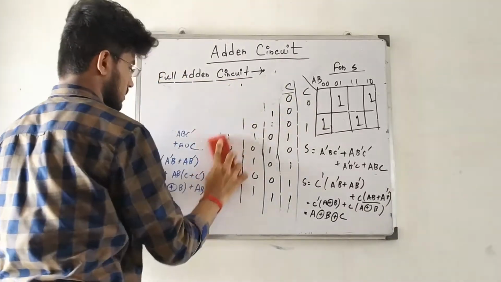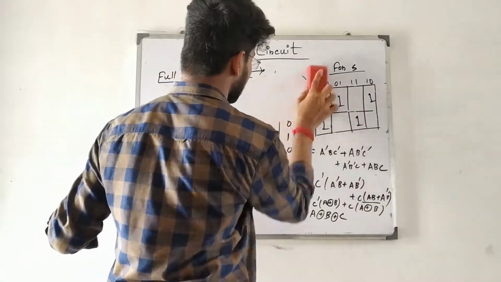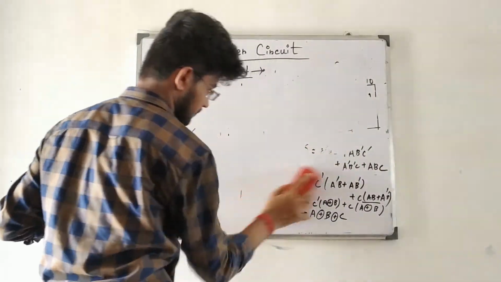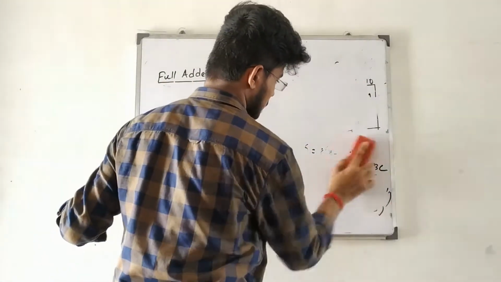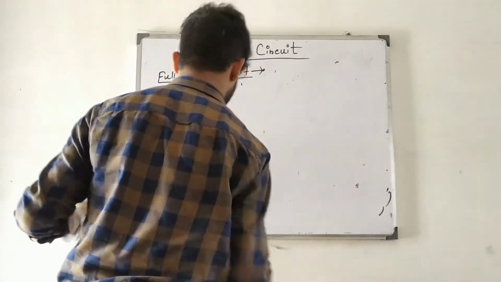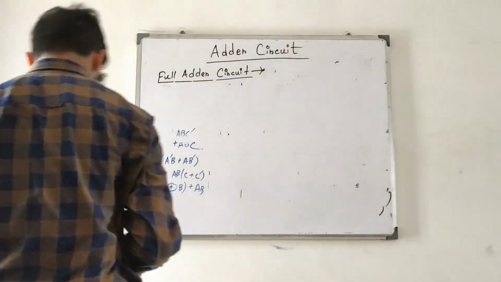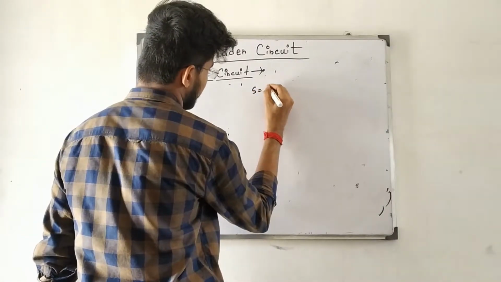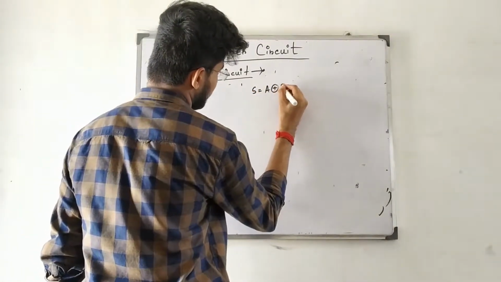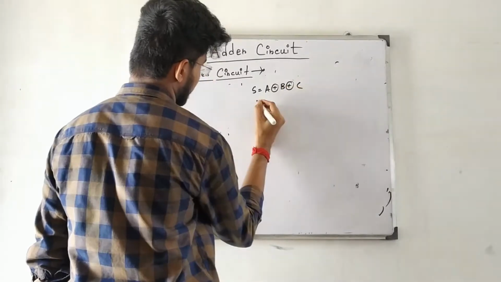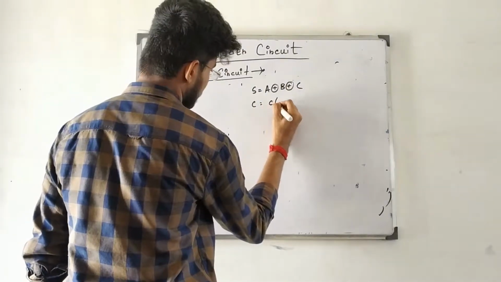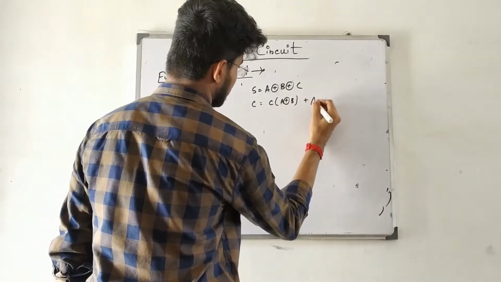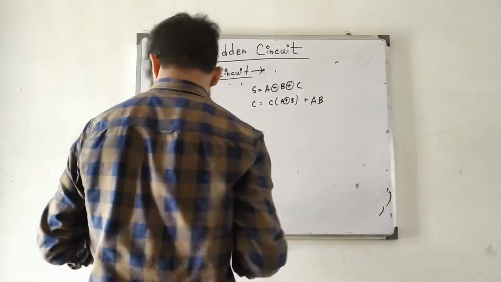Now we will see how the full adder circuit looks like. So what will be the expressions for the full adder circuit? Sum is equal to A XOR B XOR C, and carry is equal to C dot (A XOR B) plus AB. Now we will see the circuit.